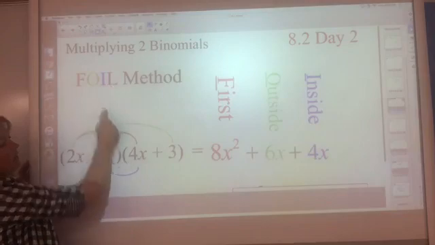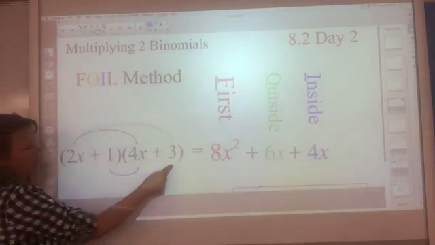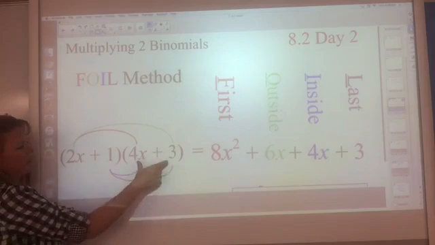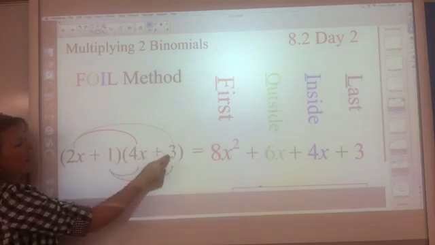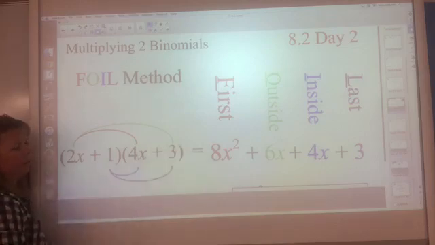And then the L, if you haven't figured that out already, this is first, these are last. We've got the 1 times the 3, it's the last one in this parenthesis, times the last one in this parenthesis. 1 times 3, be careful, make sure you're multiplying. 1 times 3 is 3 over there.